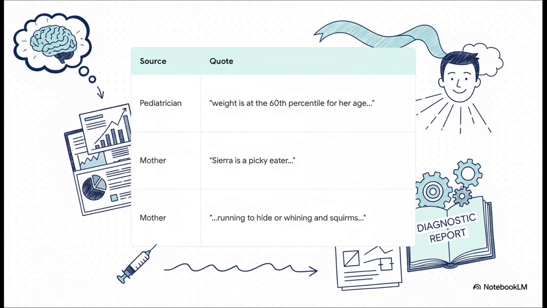Now check this out. The first thing you noticed is that this section isn't written in a bunch of clinical jargon. It's raw. It's human. You can just feel the mother's stress talking about her daughter, Sierra. She runs to hide or whines and squirms. Using these direct quotes immediately puts you in the room. It sets the stakes. This isn't just a clinical feeding issue. This is a family's everyday battle.